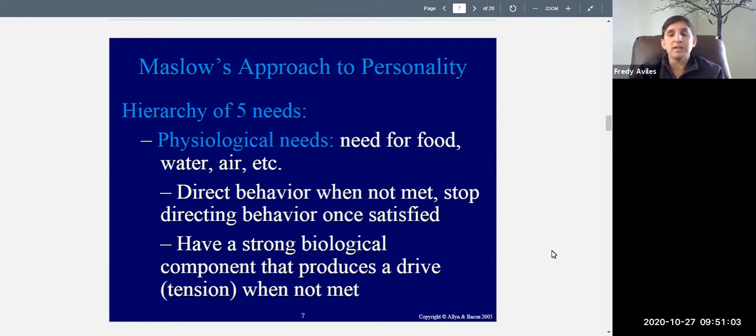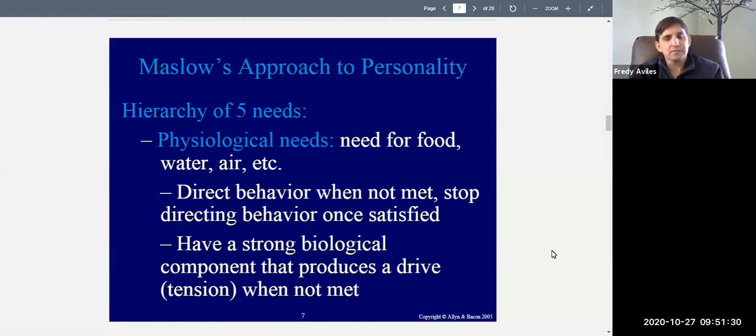And you might think that you would never do that. But if you were starving, if your life was on the line, you would probably do anything you can to survive. That's how strong the physiological needs are. Once the needs are met, they stop directing behavior. If you're not hungry, if you're not thirsty, you're not going to be concerned with it. You're not going to be looking to steal, right?